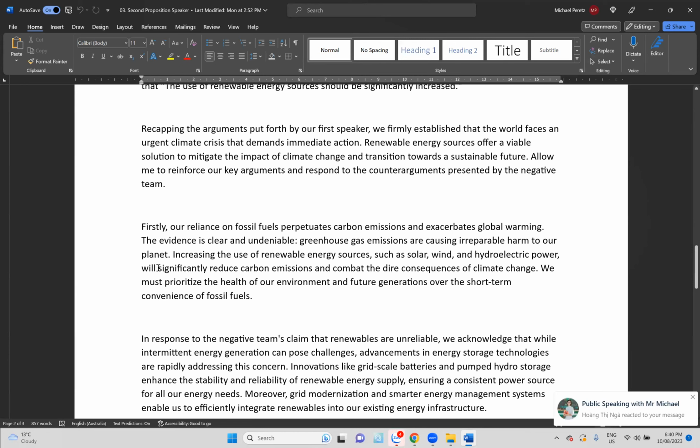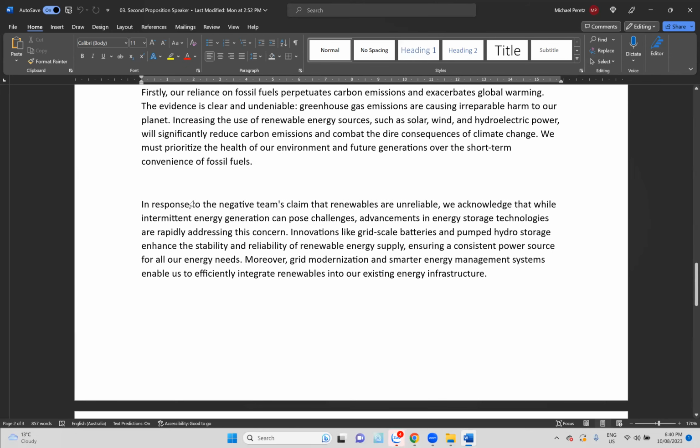We must prioritize the health of our environment and future generations over the short-term convenience of fossil fuels. So this one's saying that, yeah, we will need to suffer a little bit to have a better outcome in the end. So short-term suffering for long-term gains, basically. We're going to gain more in the long run. We now also move on to dealing with the negative team and what they've said.